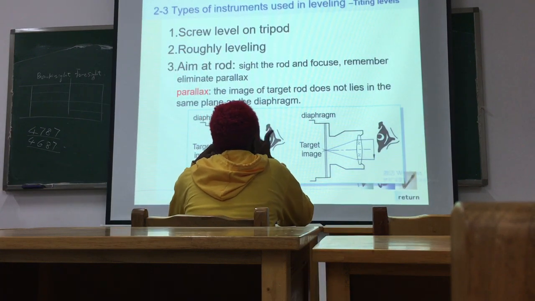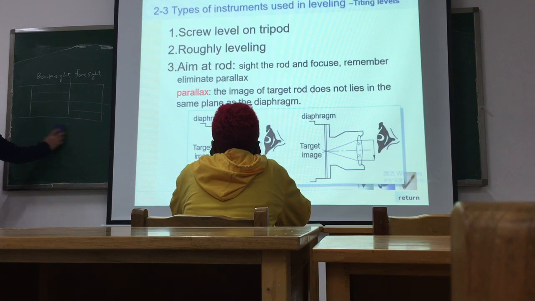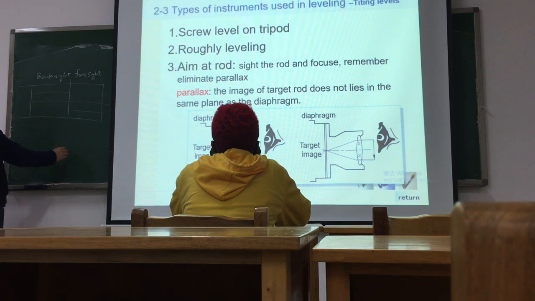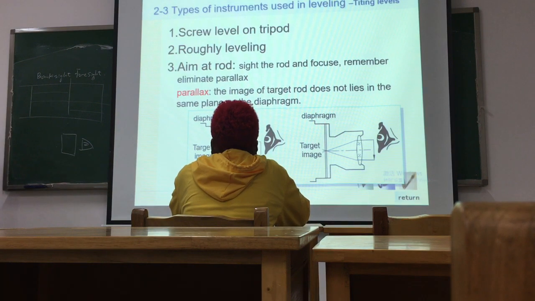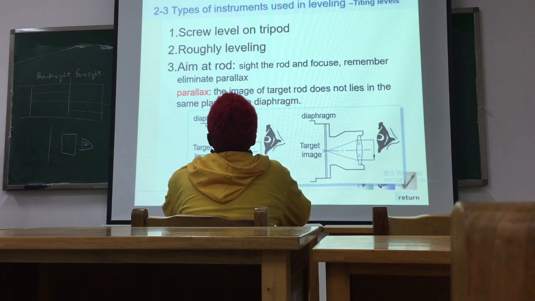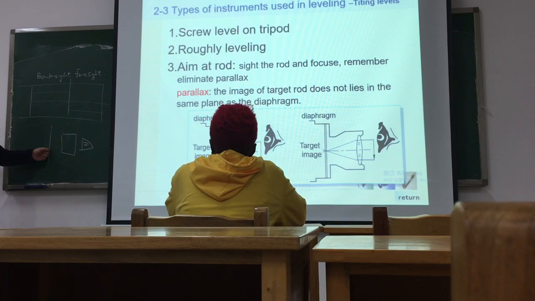If there is some parallax, this is the eyepiece and this is your eye. And this is the plane of the crosshair. And this is the target, the rod image. If there is some parallax, that means the image of the rod and the plane of the crosshair are not at the same plane. There is some distance between them.